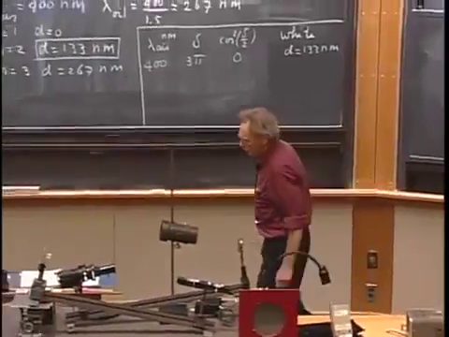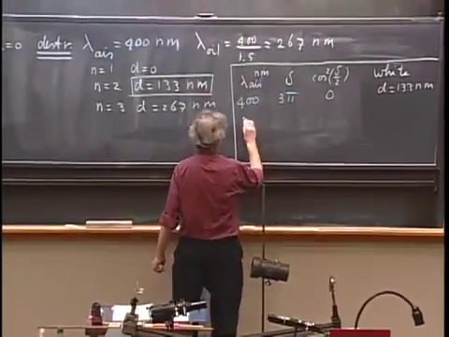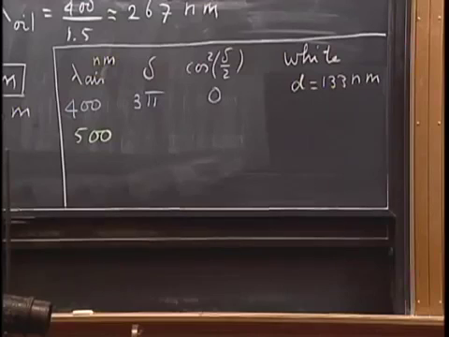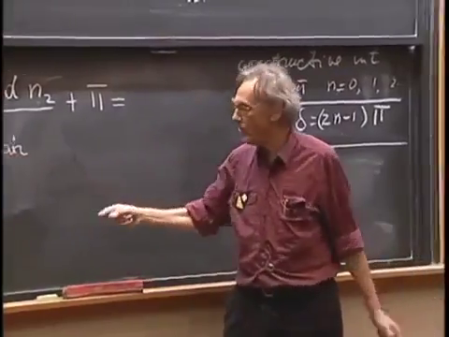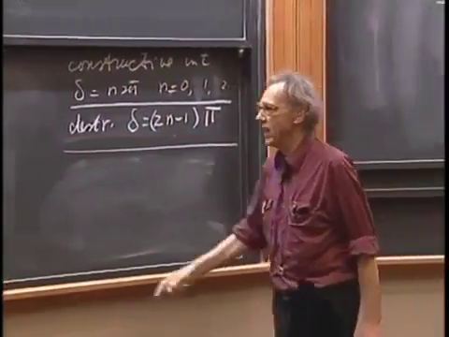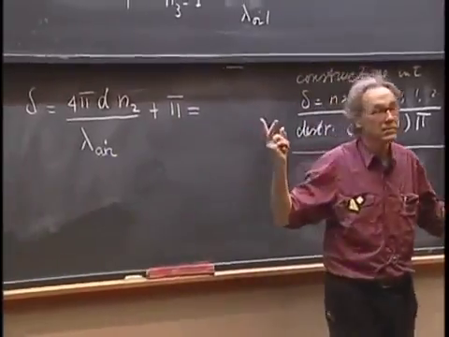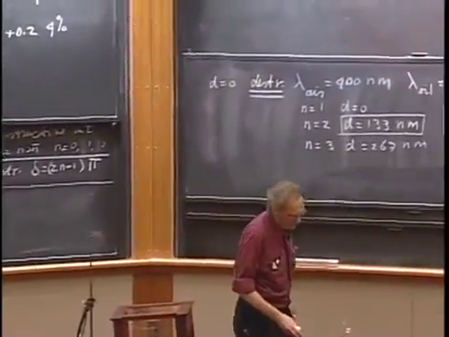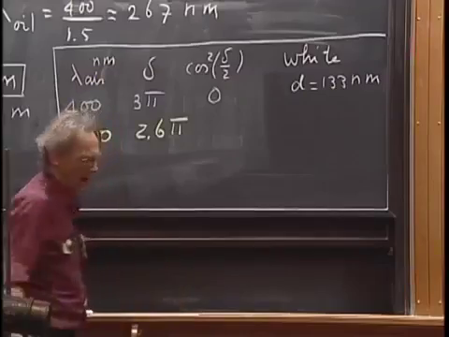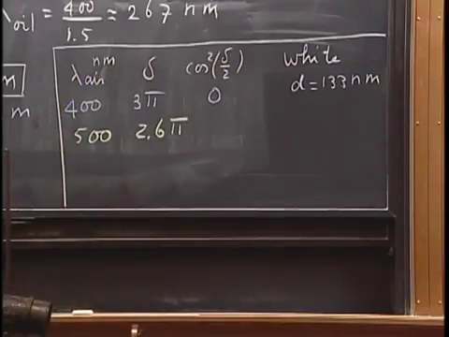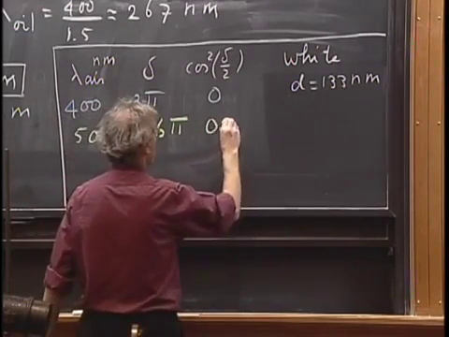So now I'm going to also shine on it green light, 500 nanometers. So I know what D is, so that's non-negotiable. And now my lambda air is now 500 nanometers. And so I can calculate now what delta is. Untouched by human hands, very simple. And I find now 2.6 pi. And if I take cosine squared of delta over 2, I find 0.35.